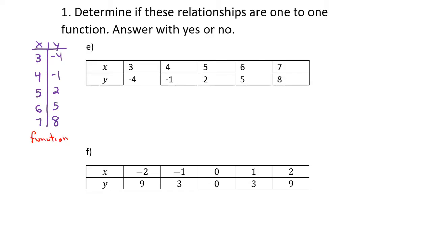Well, if the original is a function, an inverse is me taking all those x's and y's and flipping them, so now I would have -4 and 3, -1 and 4, 2 and 5, 5 and 6, and 8 and 7. Now I have the inverse table.